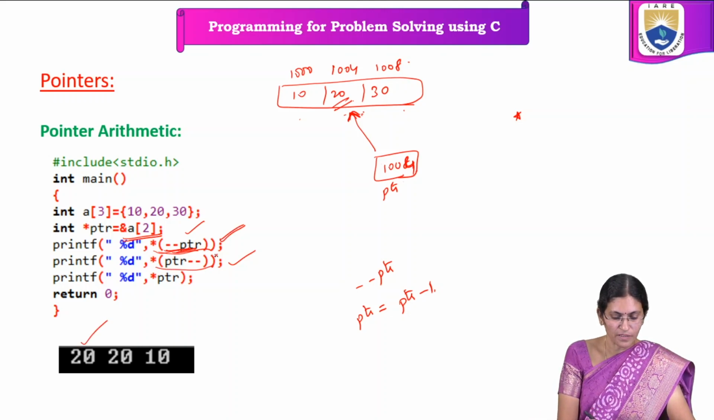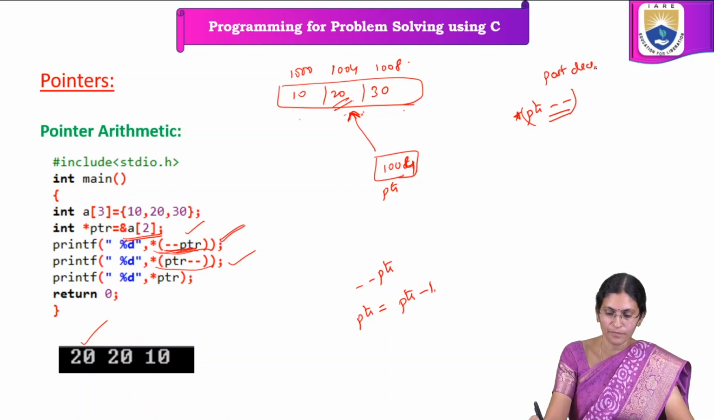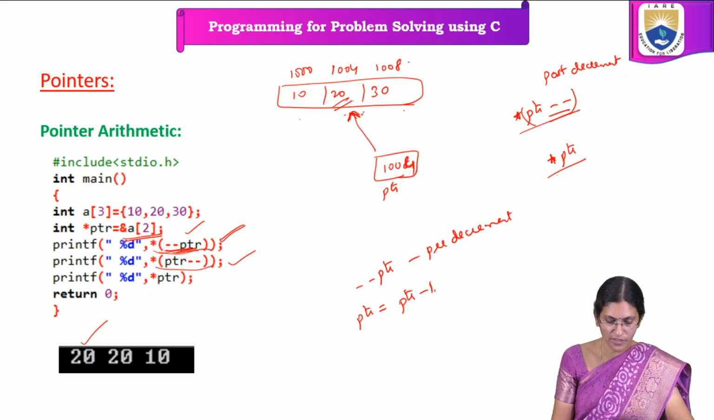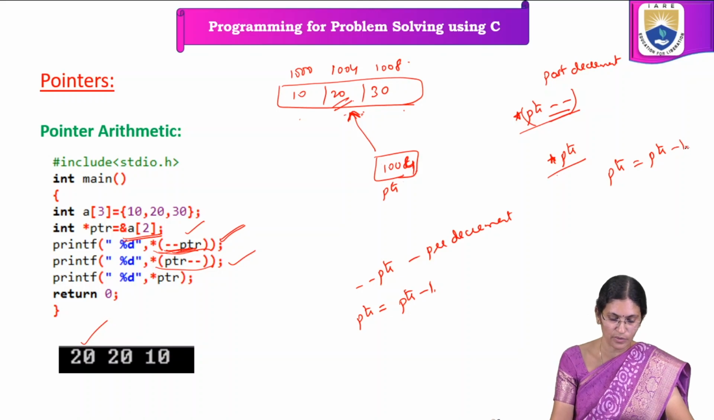Now if you perform this one, you can interpret it in this way: this is post-decrement. The earlier one was pre-decrement and this one is post-decrement. First, star PTR will be evaluated, so the value at that location will be evaluated first. After that, PTR will be decremented by 1, so PTR is equal to PTR minus 1.